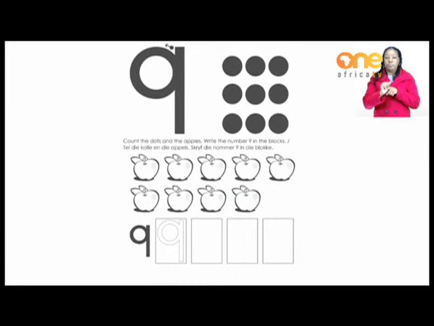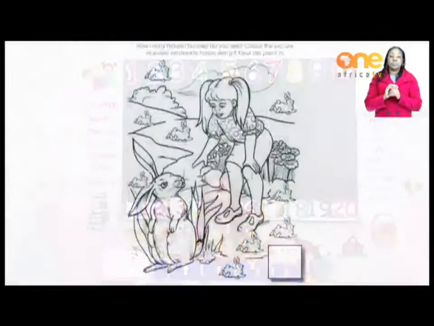Now let's look at the bottom of the apples that we counted earlier on. We would like you to write number 9 in all the blocks that you see at the bottom of page 3. Now pick up your pencil or your pencil color and let's write number 9. Once you have finished working on page 3, make sure that you have colored the apples. Apples can be green, they can be red, or they can be yellow. You decide the color you would like to use. Now let's turn over to page 4 of our booklet.